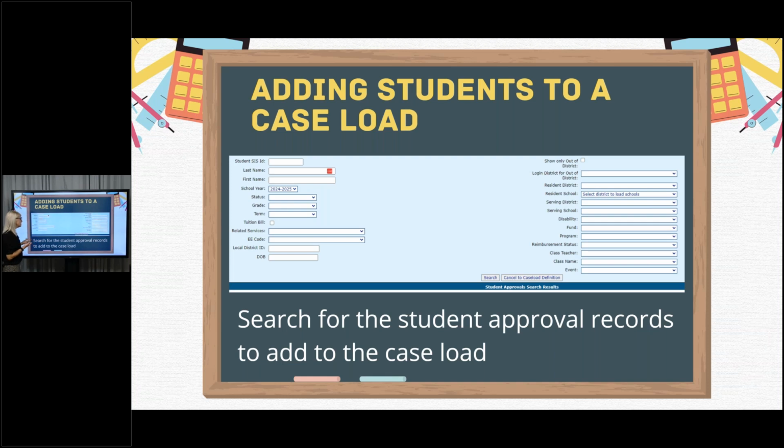So next, you're going to go and search for the student approval records that you want to add to the caseload. So if they don't have an approval when you're creating these, then you're not going to be able to add them. All right, so they have to have an existing approval record in iStar for you to add them into the caseload. They have to exist.